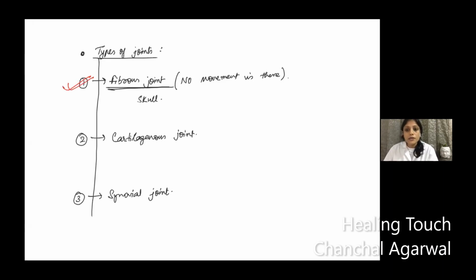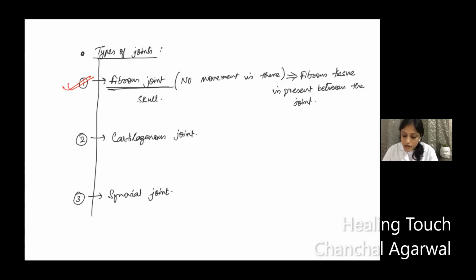Now we come to the second joint. Second type of joint is called cartilaginous joint. अब समझ में आ रहा होगा why we call it cartilaginous joint. ऊपर वाले में कौन जोड़ रहा है? यहाँ पर जोड़ रहा है fibrous tissue. Fibrous tissue is present between the joints. Between the joints.